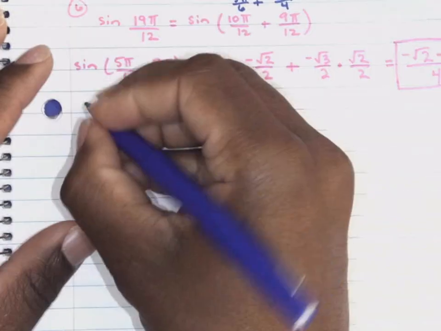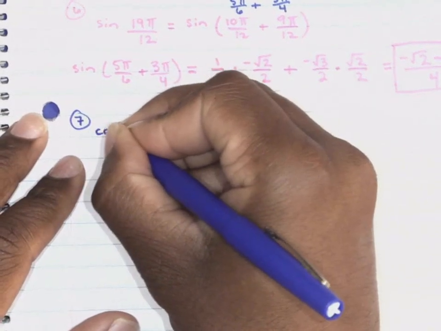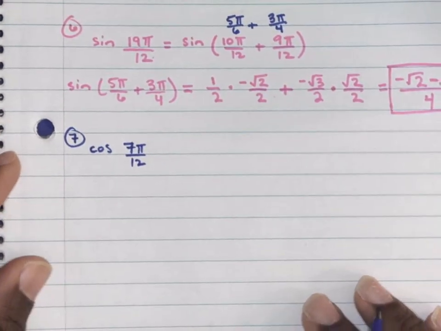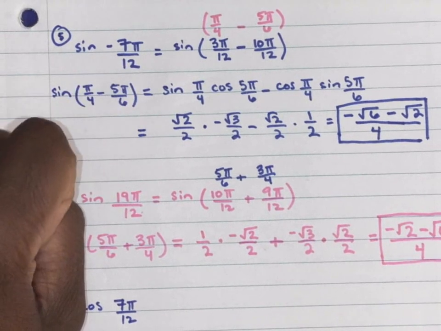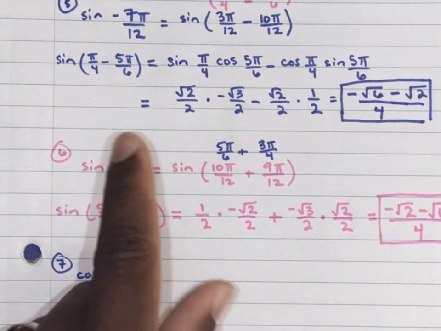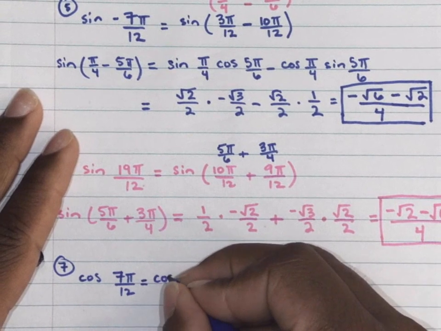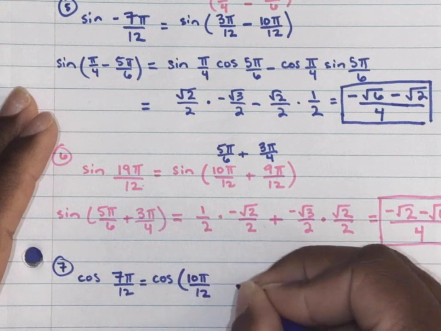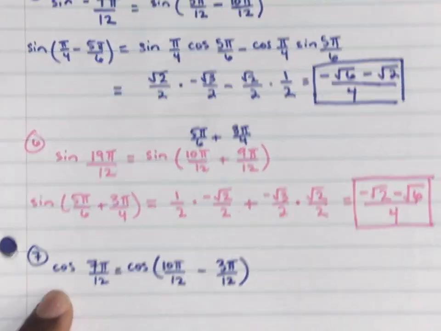Number 7. We got cosine 7 pi over 12. All right, that's similar to what we did before. We got negative 7 pi over 12. I'm thinking maybe I just change the order of these two, and then if I subtract 10 minus 3, I'll get what I'm looking for. So let's just go ahead and play off of that. So basically, if we do cosine of 10 pi over 12, and we subtract 3 pi over 12 from it, we get that 7 pi over 12 that we need.